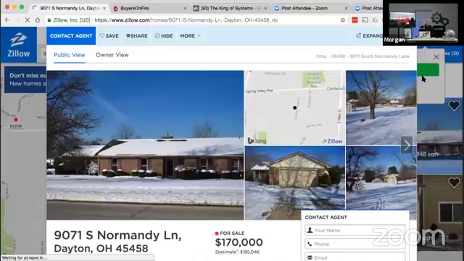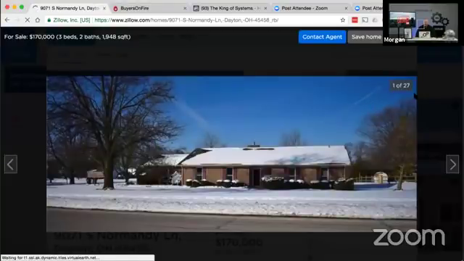Now, this property is a very, very nice property. Brick on the outside, and it's in a school zone that is rated a 9 out of 10. The after repair value on this property is $230,000. This is in an area that is far above what our average price is in our local area. People beg for properties like this.